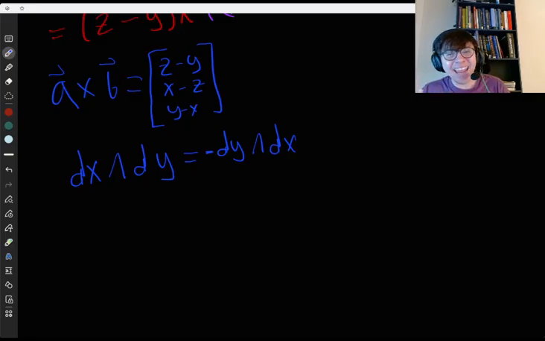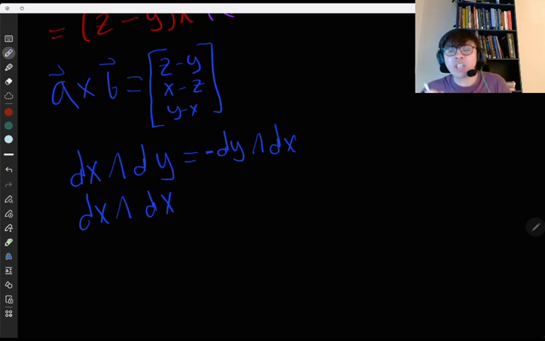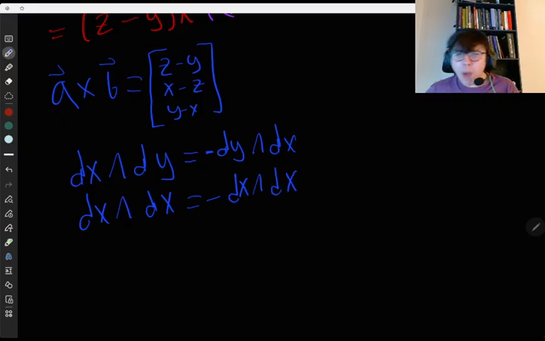If you have an anti-symmetric product, what is a consequence of that? What do I write if I'm wedging the same thing? Think about that for a second. Well, if I follow the anti-symmetry, that must mean this is negative dx wedge dx. But what number is the same as its negative? Think about that for a second. What number is the same as its negative?